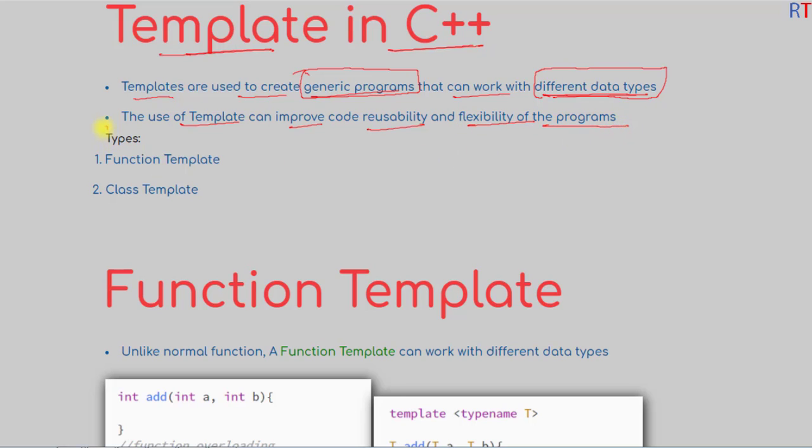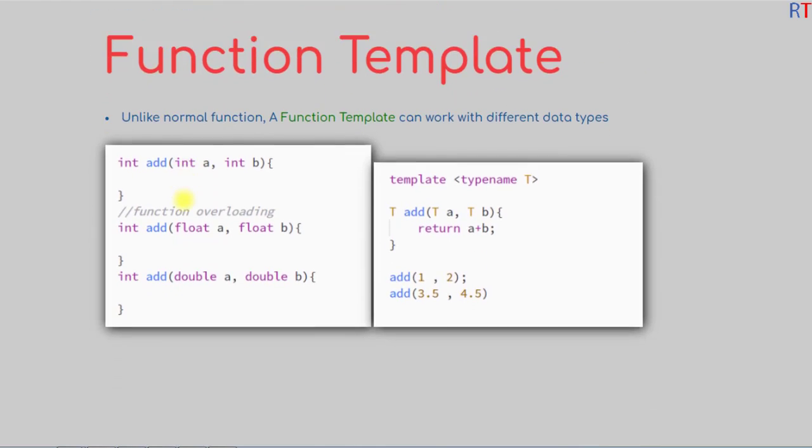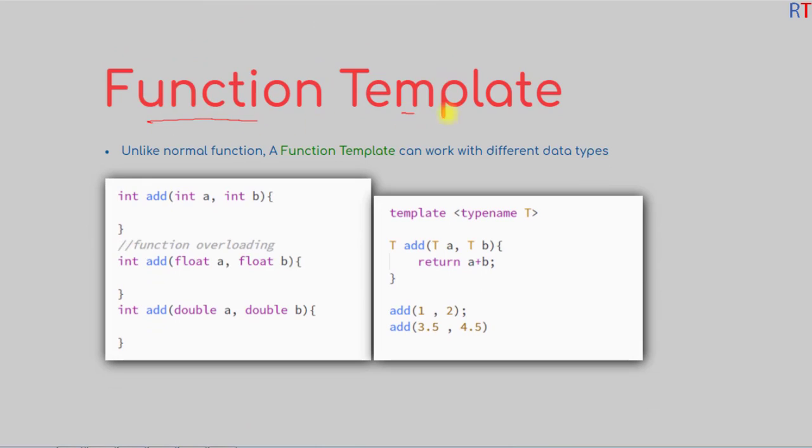And there are two types of templates. We can have either the function template or we can have the class template. So first we are going to talk about the function template. Unlike a normal function, a function template can work with different data types.